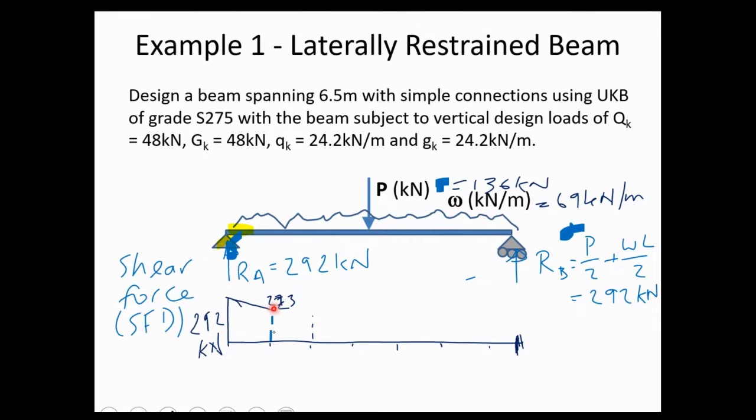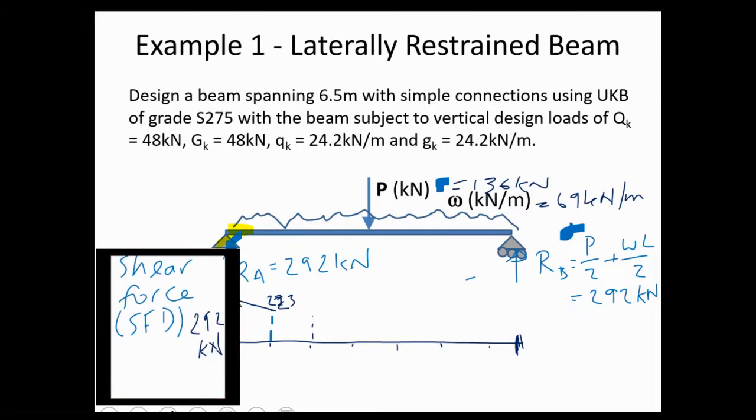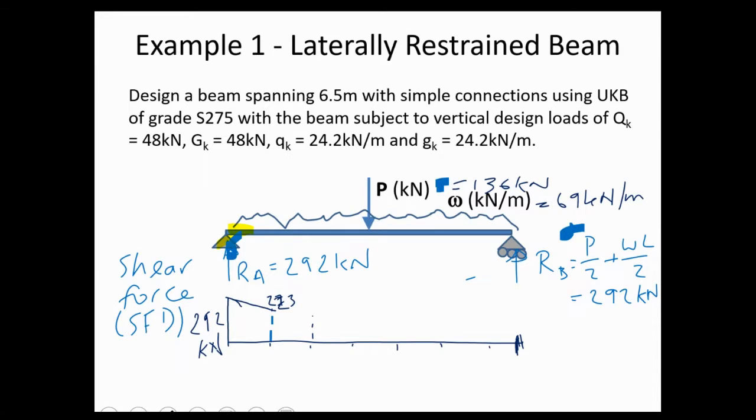Okay, so I'm 223 here because it's 292 minus 69. And then I come another meter along, so there's another 69 pushing down. So then I keep going down. And then 69 away from that is 154, and so on and so on. So every meter I come along. Now, that's 1, 2, 3.